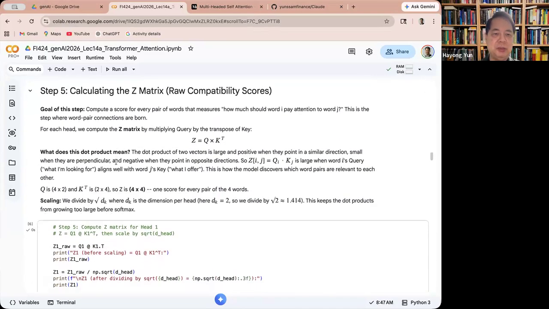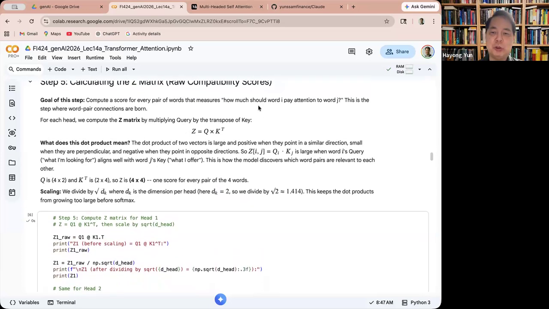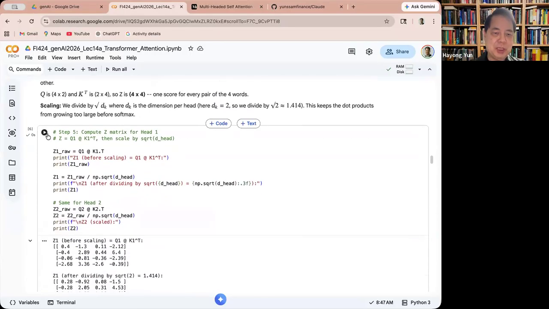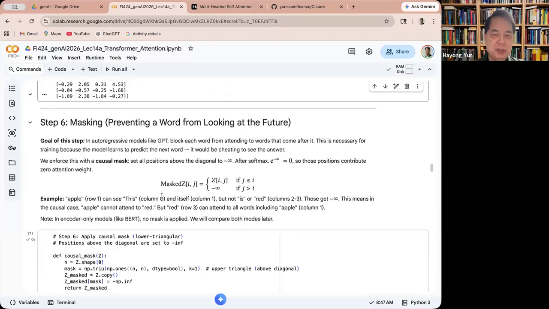Okay, and then calculate the Z matrix. This computes a score for every pair of words that measures how much word I should pay attention to word J. Okay, so word I to word J, kind of the relationship. That's the Z matrix. So query and keys: whom am I looking for and who am I, each word. If they have a high match, that is, who I'm looking for and who I am are really highly related. So this is basically what this step is doing. And you can see here, of course, itself tends to be a high number.